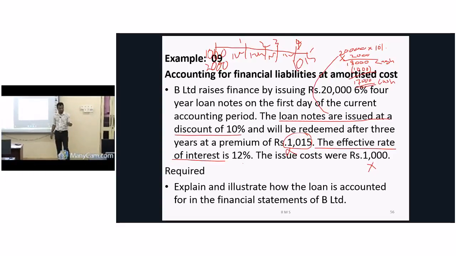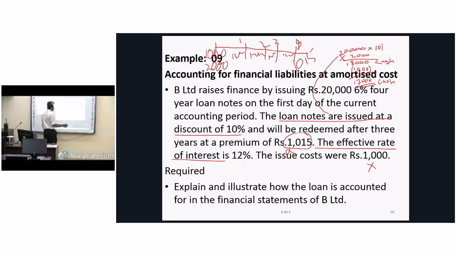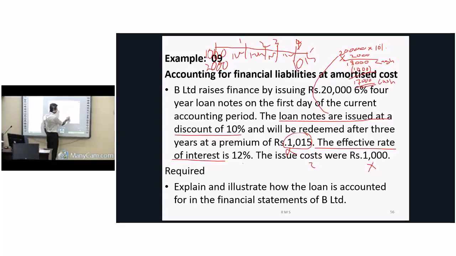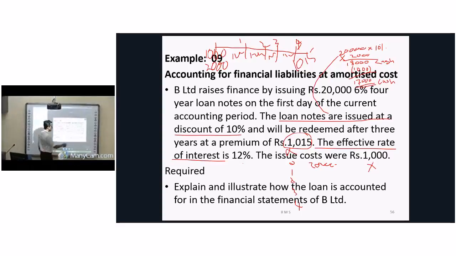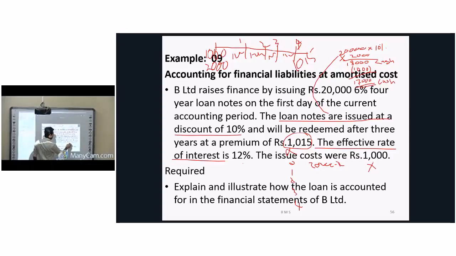Now, how do we find out this 12% effective rate? It is the IRR. If you put it into an Excel sheet, what is the money you take at the beginning? You get 20,000. What are the cash outflows at the beginning itself? You had an issue cost of 1000 at the beginning, at year 0. There are 4 years: 0, 1, 2, 3, 4. In year 0: plus 20,000, minus 1000, minus 2000 discount. I'll write in thousands: minus 2, minus 1.